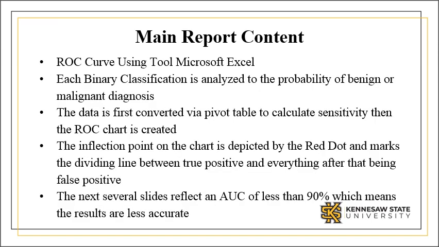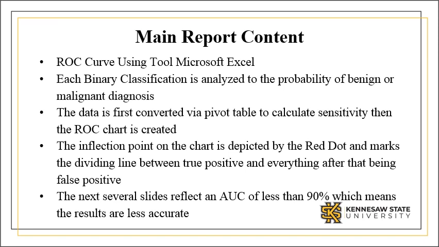Each binary classification is analyzed to the probability of benign or malignant diagnosis. The data was first converted from the raw data via a pivot table. And from that pivot table, we used the data to calculate sensitivity. And from that sensitivity, we got our X and Y coordinates, and the ROC chart was created from that information. Each chart has an inflection point that is visualized by a red dot, and it marks the dividing line between true positive and everything after that being false positive.